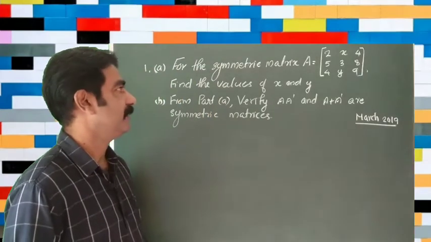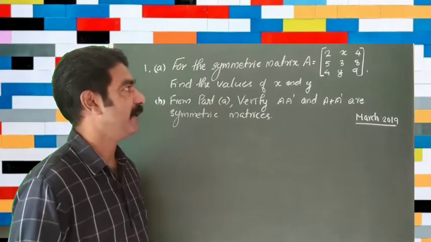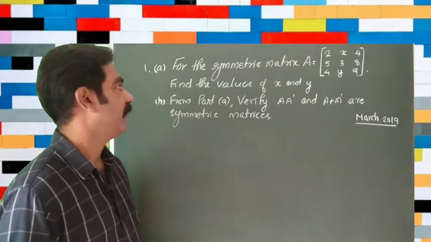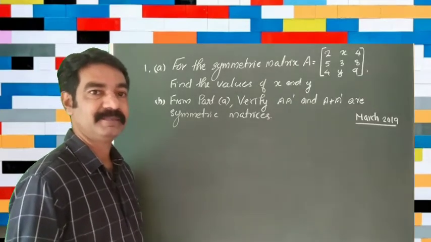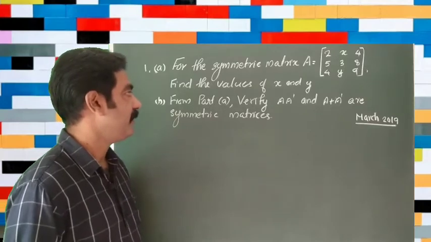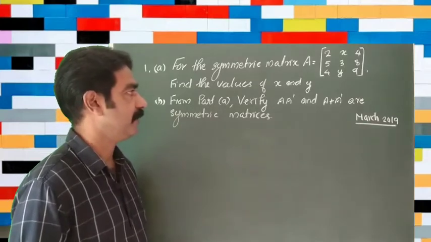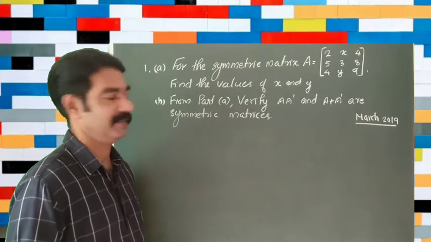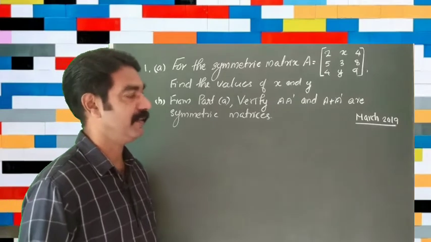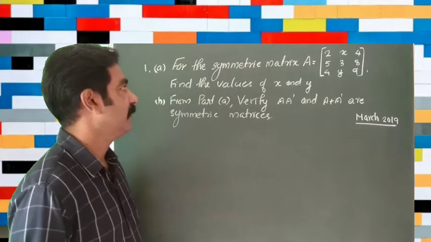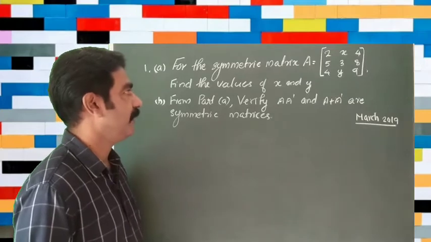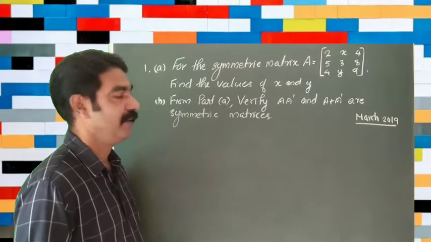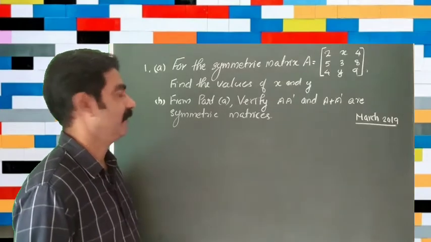For the symmetric matrix A equal to [2, x, 4; 5, 3, 8; 4, y, 9], find the values of x and y. Part B: from part A, verify that A into A transpose and A plus A transpose are symmetric matrices. This question is from 2019 March. See the first question: for the symmetric matrix A, what is the value of x and y?